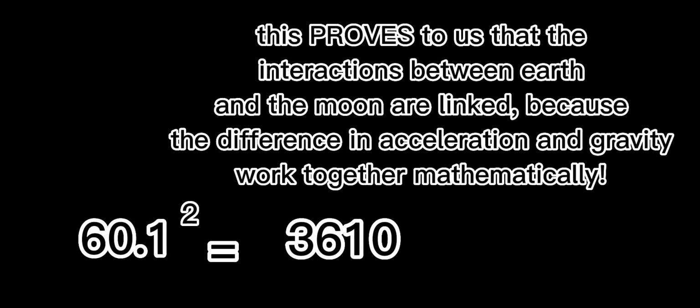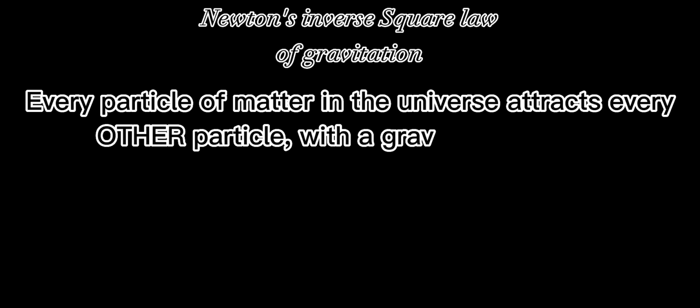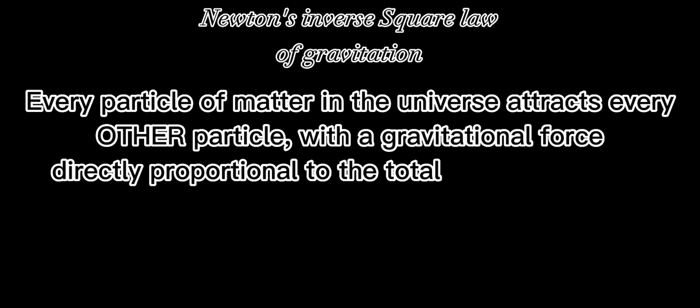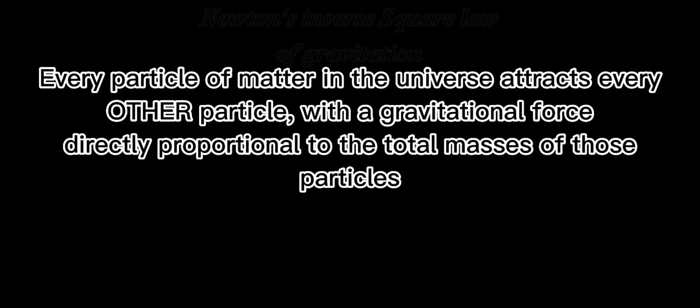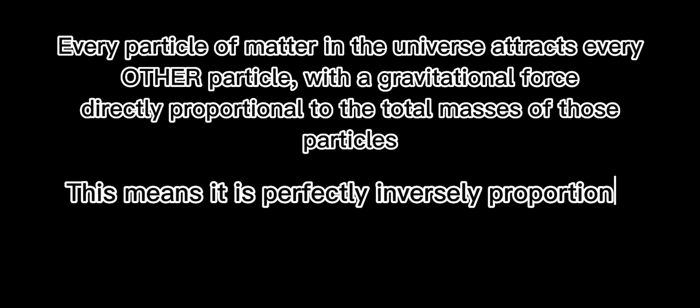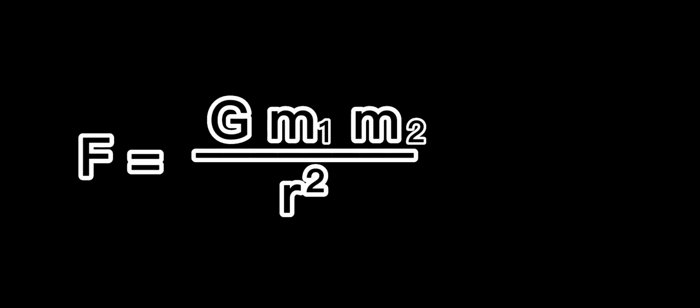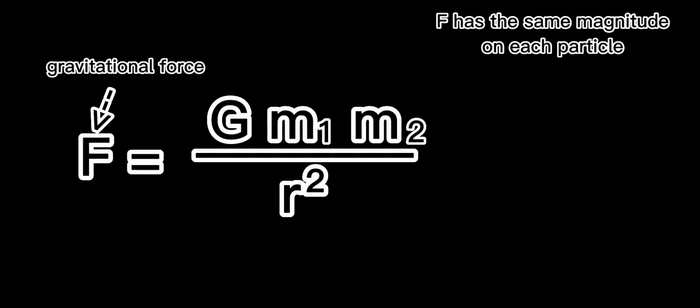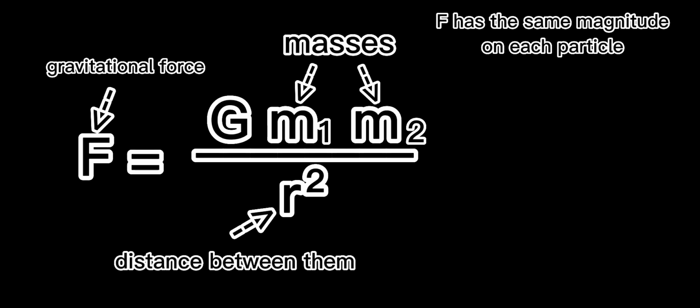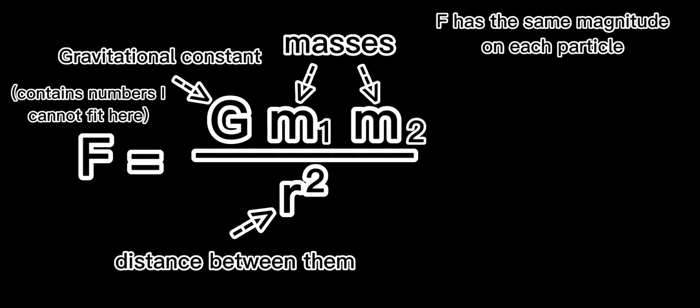There it is. Newton's inverse square law of gravitation, proving that every particle of matter in the universe attracts every other particle with a gravitational force directly proportional to the total masses of those particles, which will be perfectly inversely proportional to the square distance between them. Here's the equation form of what I just explained if maths is your forte. So F is the gravitational force, which has the same magnitude on each particle, m1 and m2 are the masses of the two particles, and r is the distance between them. G is the gravitational constant, which is found experimentally.